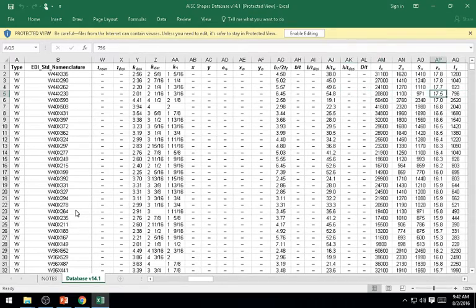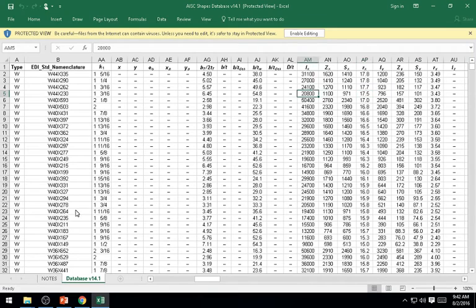But then, look here. This is stuff that you're more familiar with. Ix is the moment of inertia. This says Ix in case you can't see it on the recording. This is the moment of inertia along the strong axis. They also have the moment of inertia along Y, which is along the weak axis.